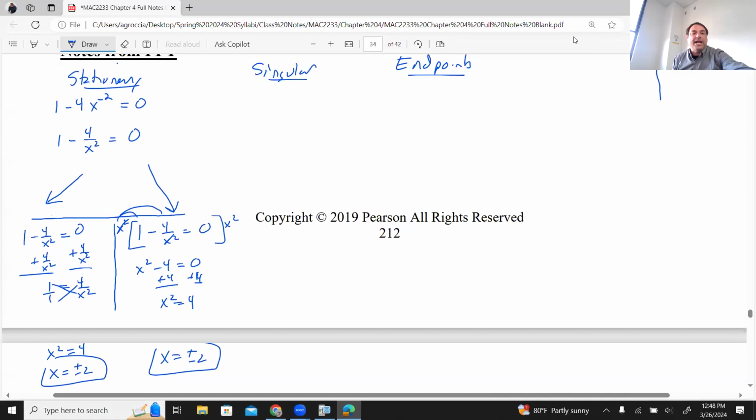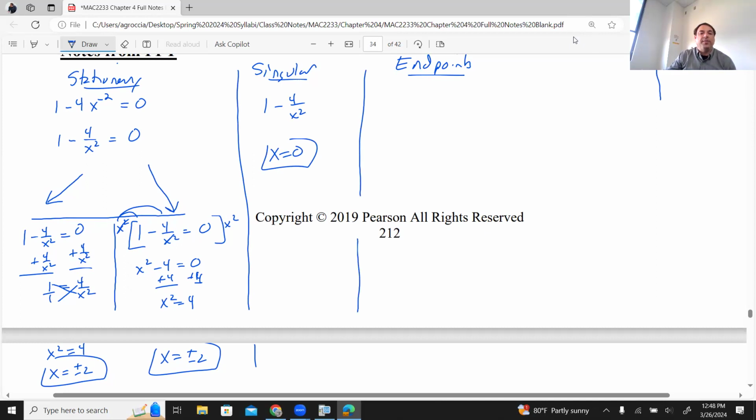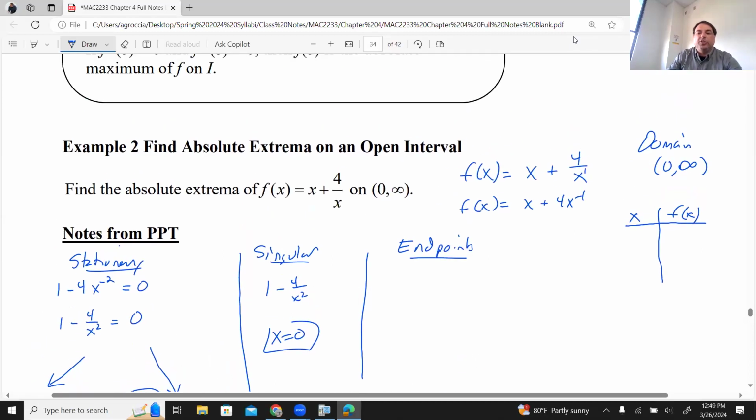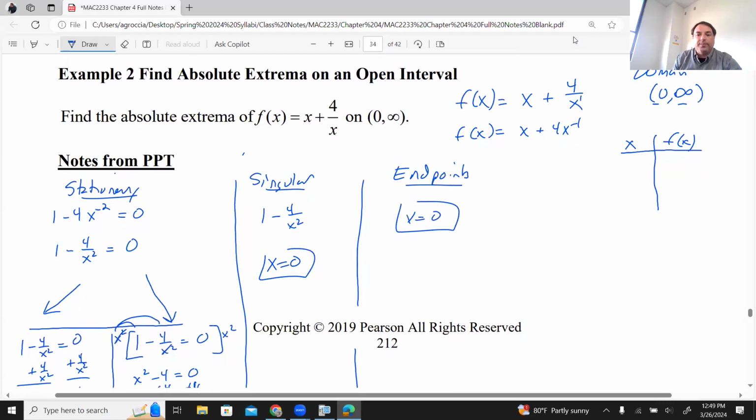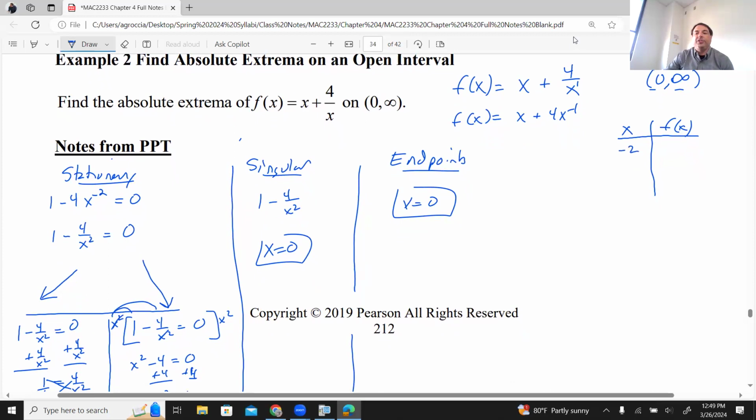Okay, now singular, we look at the derivative, which is 1 minus 4 over x squared. What number would make this undefined? 0. So we got 0, we got negative and positive 2. Endpoints is from the domain. What did the domain tell us? 0 to infinity. We can't really use infinity, but we can use 0. So after working these out, we have negative 2, 2, and 0.